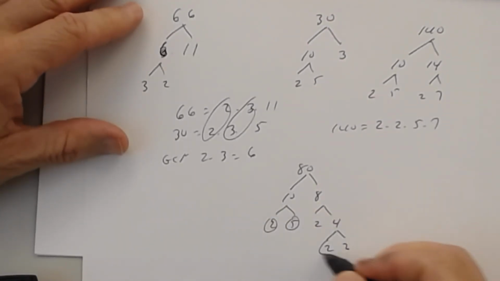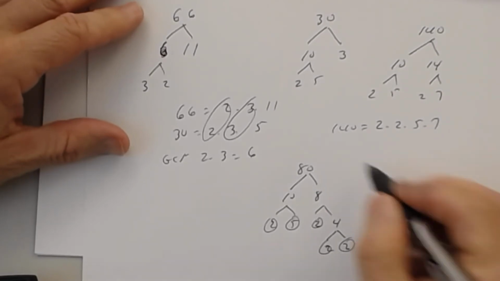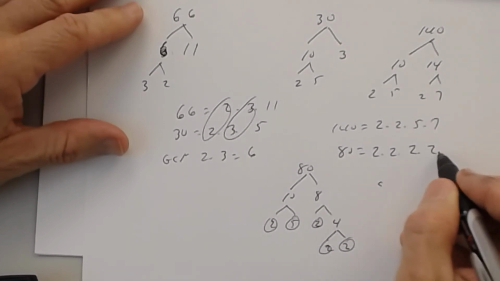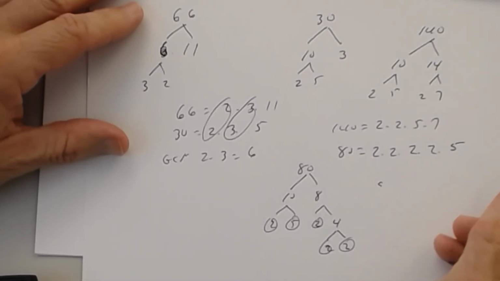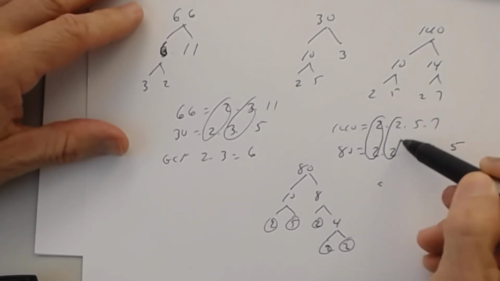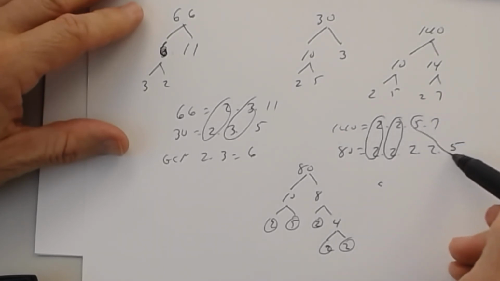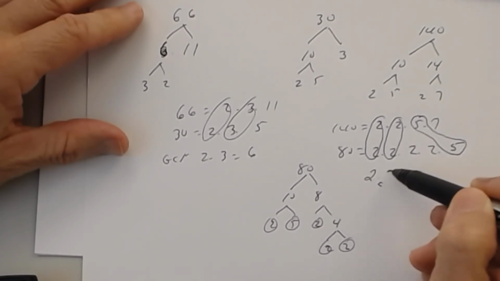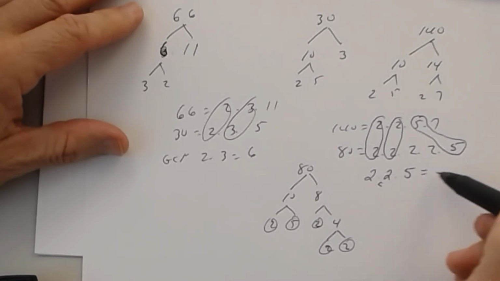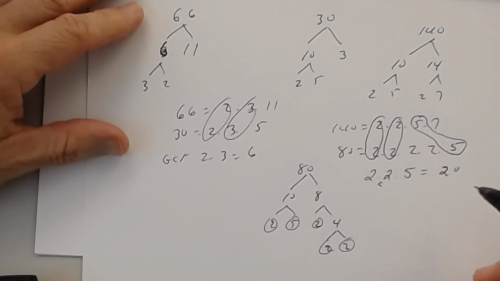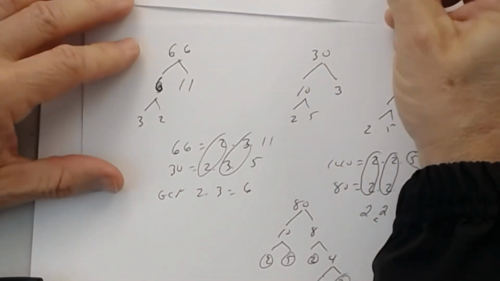So all these are now what? Prime. So 80 is 2 times 2 times 2 times 2 times 5, right? So let's circle the common ones. I can circle this set, this set, and this set. You see what I did? So I have a 2 times a 2, and what else? A 5. So what's my GCF? 20. 2 times 2 is 4. 4 times 5 is what? 20. So the GCF is 20.